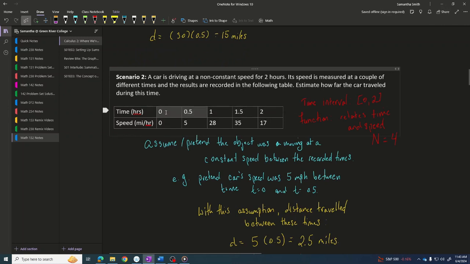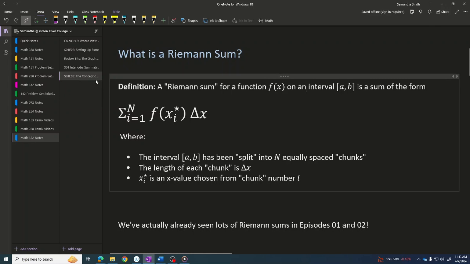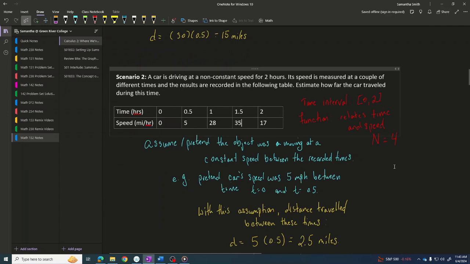And how wide are each of these little pieces? How much time has passed between each of these little checkpoints? If I were to compare what I have here with what I have in this generic formula, the width of each little interval, the width of each little chunk, in this case would be delta x equals 0.5 because it's a half hour that has passed between each of these little checkpoints and each of these little intervals.